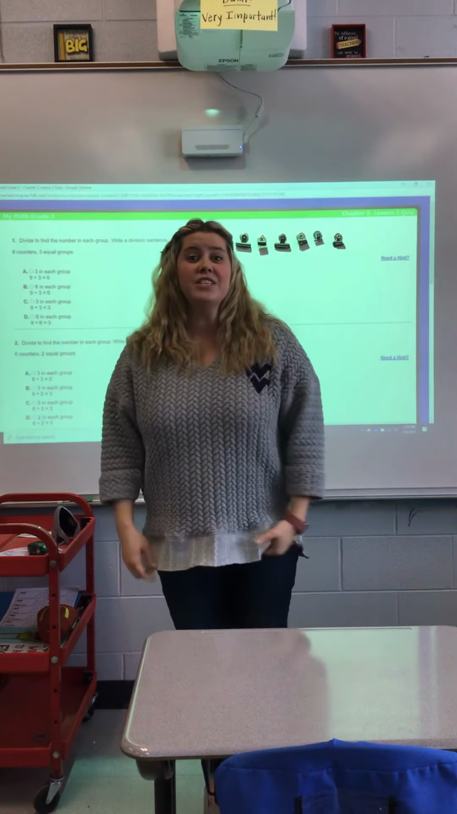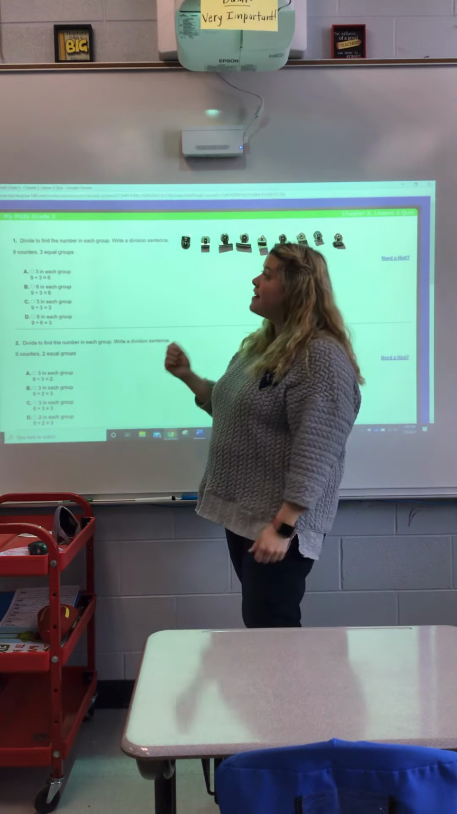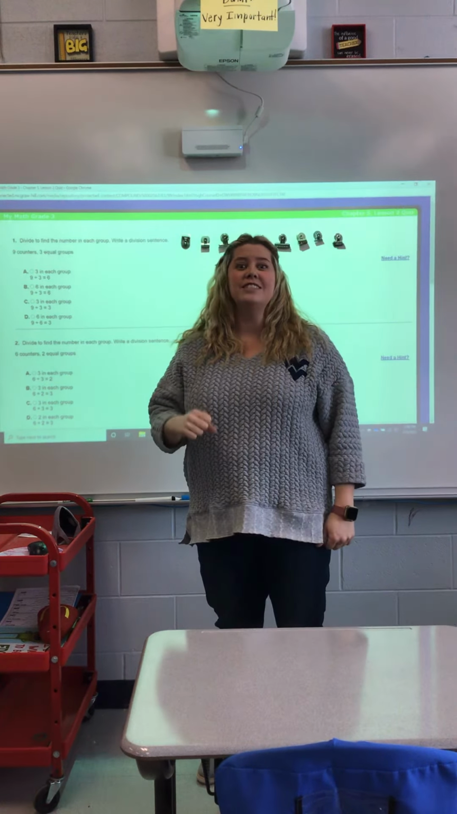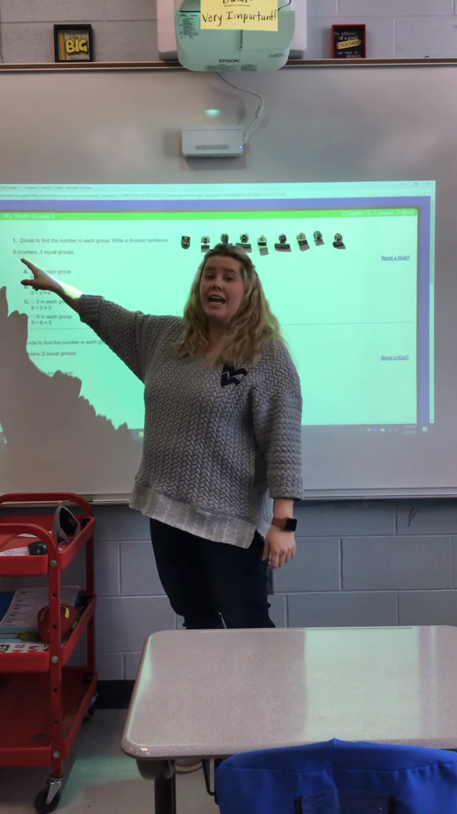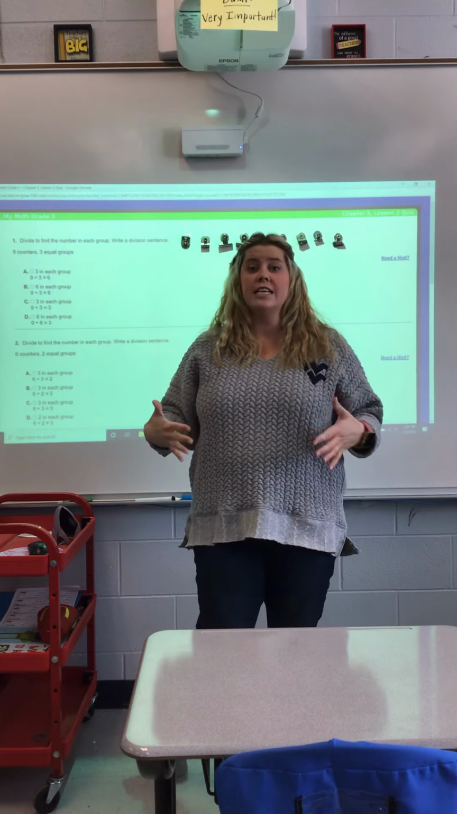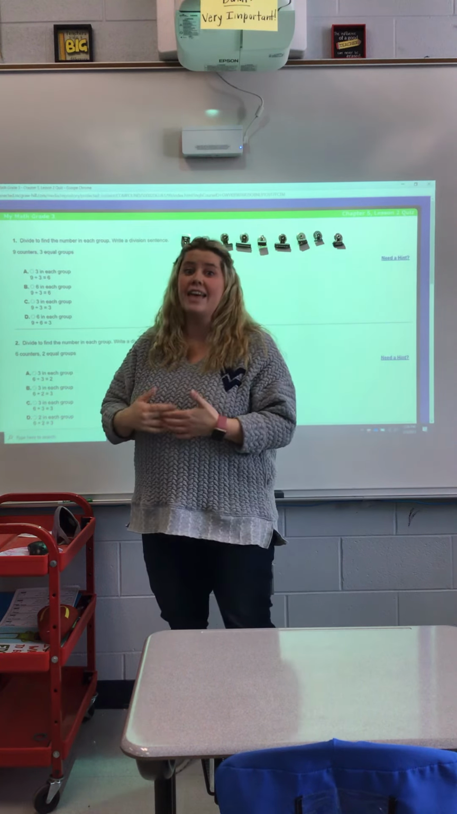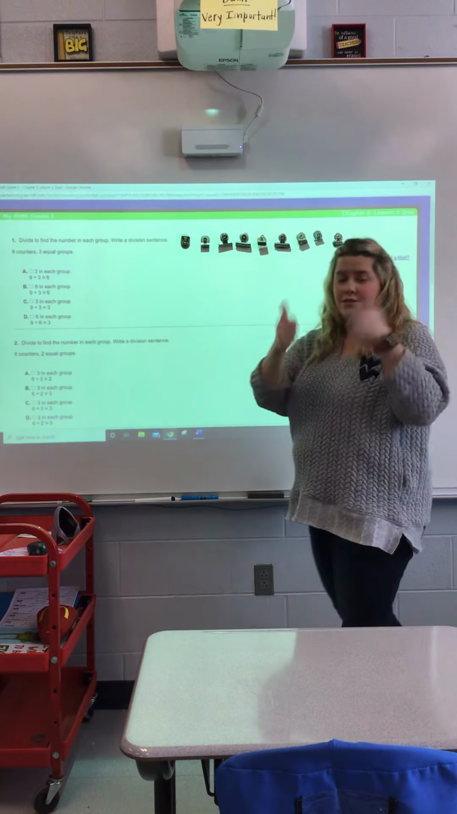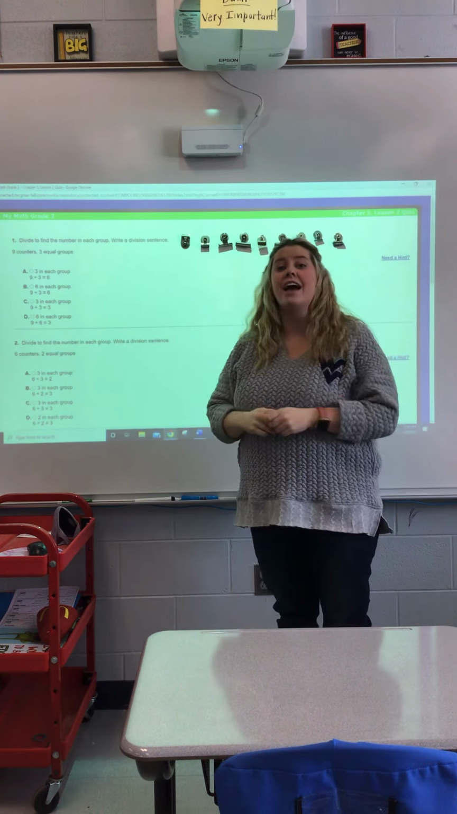All right, so let's look at number 1. Divide to find the number in each group. Write a division sentence. So it says 9 counters, 3 equal groups. So the very first thing that we need to do is make sure that we have 9 counters. 1, 2, 3, 4, 5, 6, 7, 8, 9. Check. Go ahead and count out 9 counters for you.